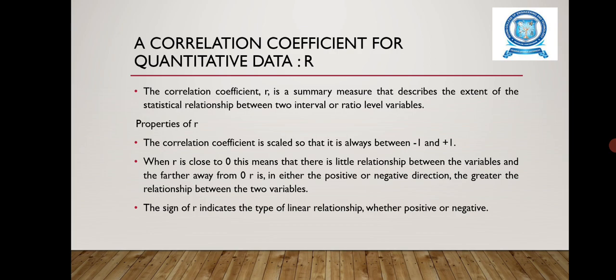The properties of R. The correlation coefficient is scaled so that it is always between -1 and +1. When R is close to 0, this means that there is little relationship between the variables, and the farther away from 0, in either the positive or negative direction, the greater the relationship between the two variables. The sign of R indicates the type of linear relationship, whether positive or negative.